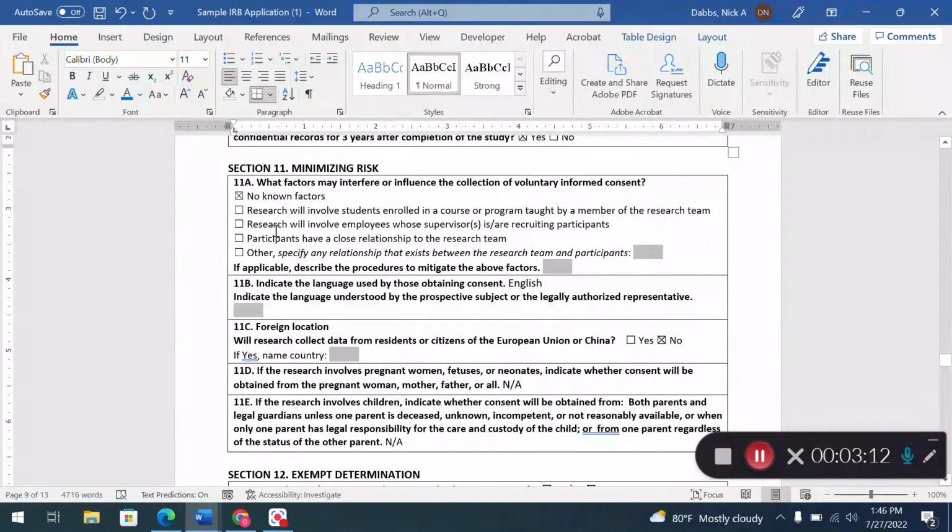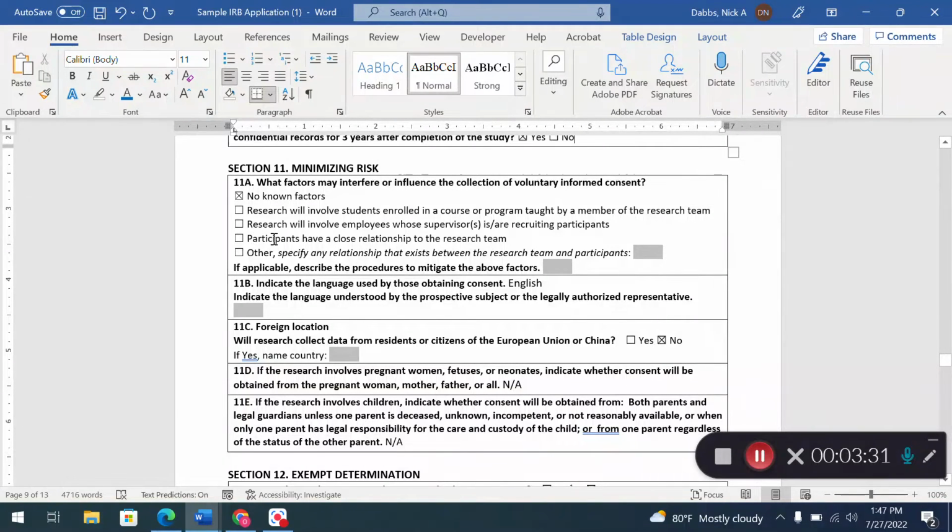The third option says research will involve employees whose supervisor or supervisors is/are recruiting participants. Since we're not the employer in this study, we don't have to mark this. But if we were an employer who's conducting a study that includes their employees, then we'd want to mark this.